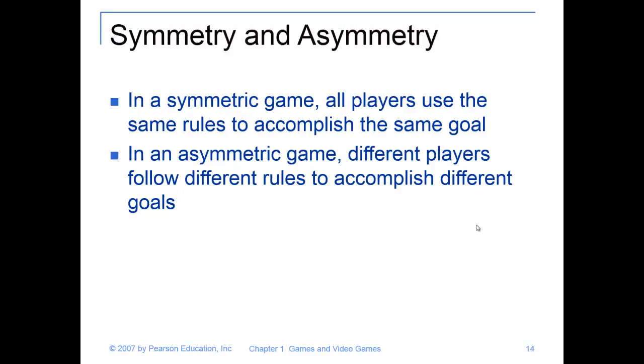All right, in a symmetric game, all players use the same rules to accomplish the goal. So in Monopoly, all players are bound by the same rules. You can buy properties as long as you have the money. If you land on somebody else's property, you've got to pay, and when you're out of money, you're out of the game. But in an asymmetric game, different players follow different rules.